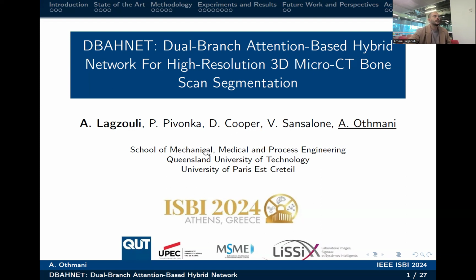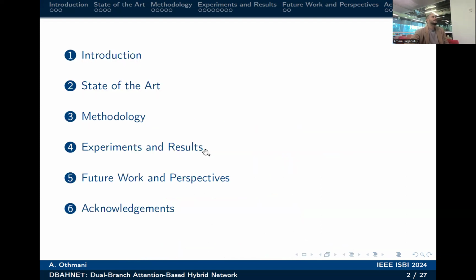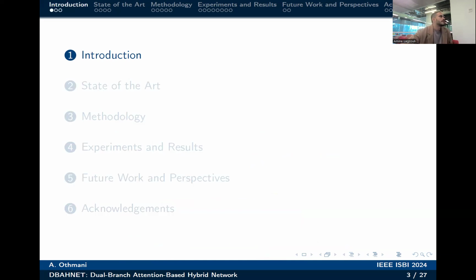So we're gonna advance our work. We're gonna start with the background and introduction, followed by the state of the art, and then we're gonna delve in the methodology and experiments and results. And finally, we're gonna present our perspectives and future work, followed by the acknowledgements.